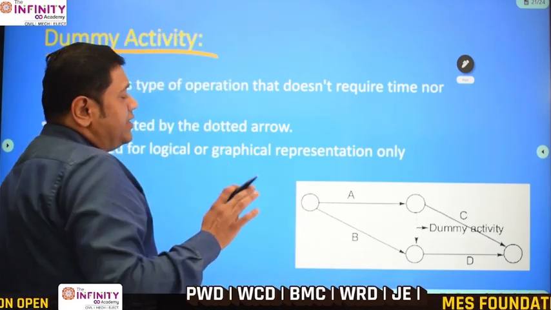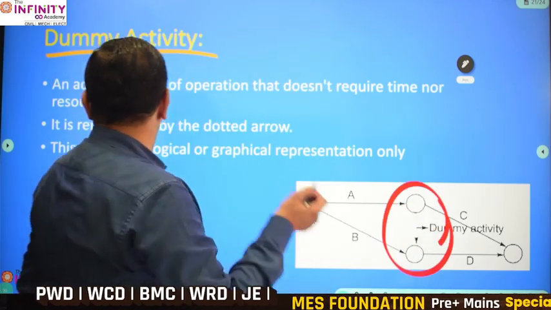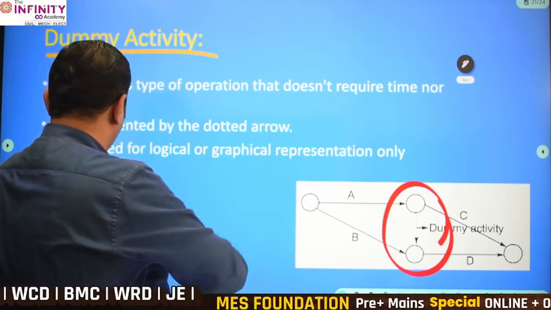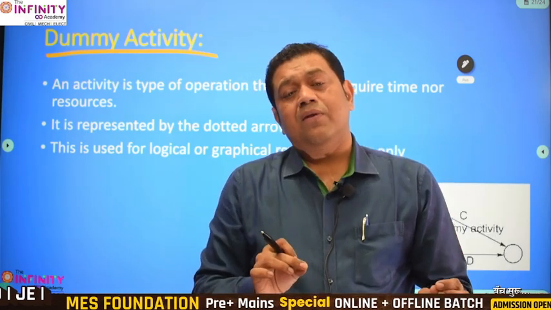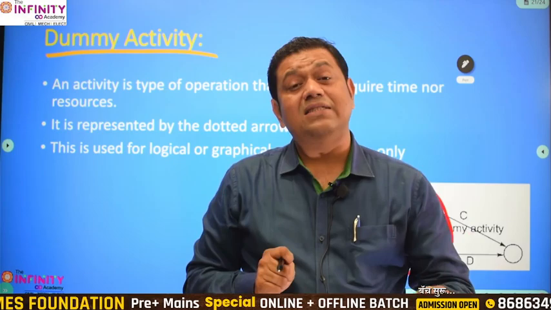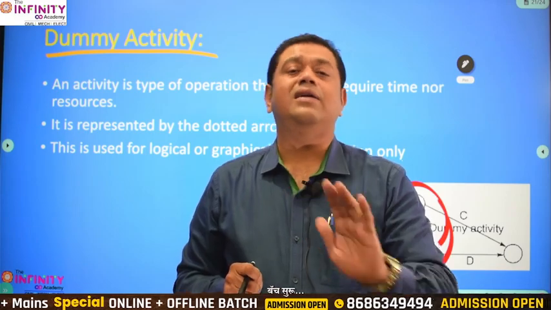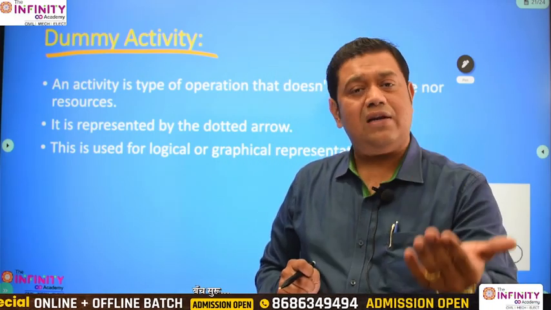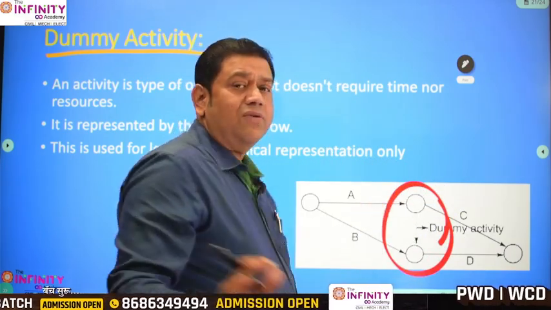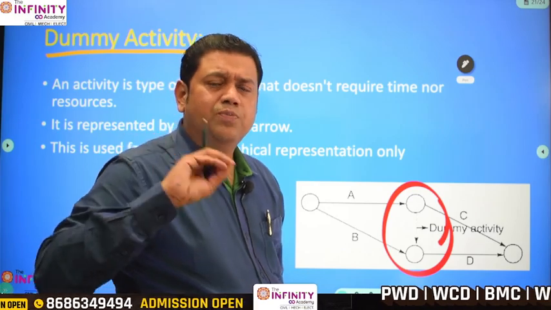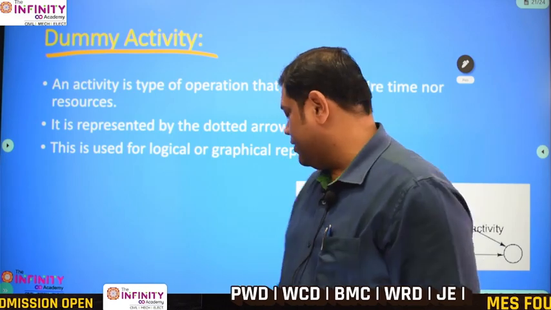So the dummy activity is nothing but a graphical or logical representation to show the interrelationship. That's why a dummy activity, as its name says, will not consume any duration and will not consume any resources. It is just a graphical representation. In the network, we cannot keep two activities without any connection. So to put a network connection, you introduce an activity and it is called a dummy activity.